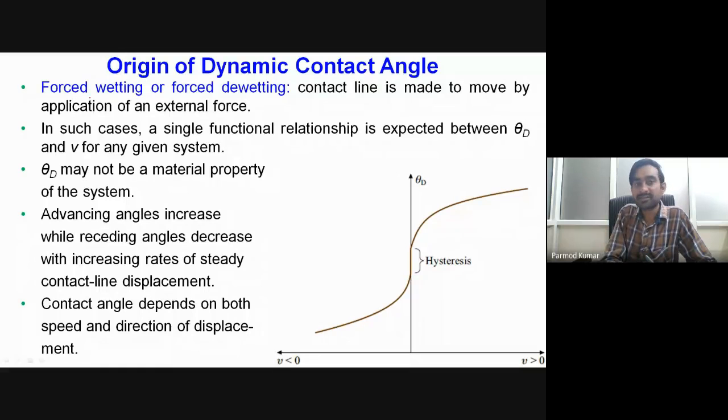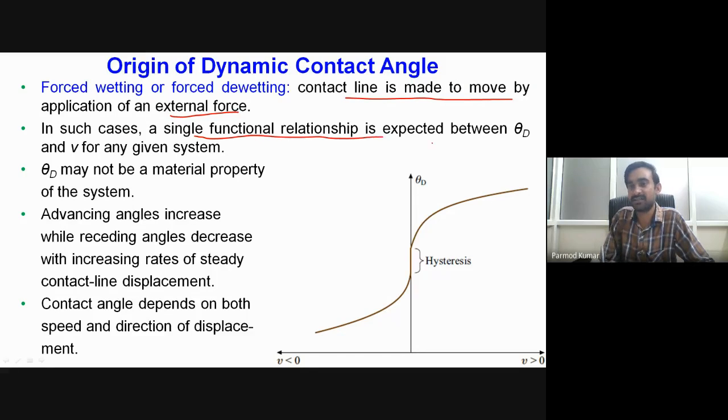So now we are first talking about forced wetting, and the corresponding other situation could be forced de-wetting, when we are taking the solid surface out of the liquid. In that case, the contact line is made to move by the application of an external force, and for this type of surface, it has been found that a single functional relationship exists between the dynamic contact angle and the velocity for any given system under the same experimental conditions.